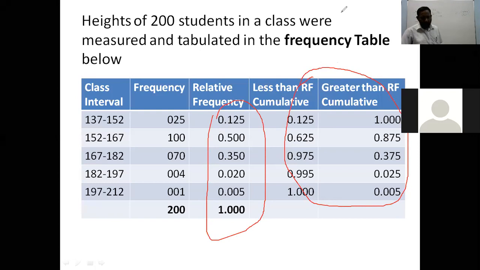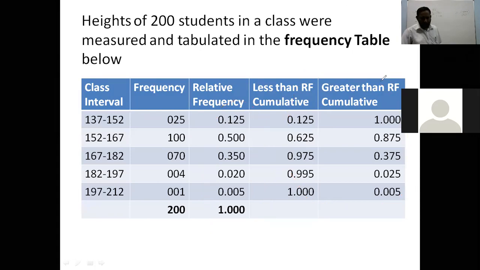Right. Now, let's move to the other slide. I will come to that later. These two columns can be discussed a little later: less than relative frequency cumulative and greater than relative frequency cumulative. Right. Let's move to the other topic, that is how we can discuss the class interval. What is the system that we can use? So I will make a note of it.